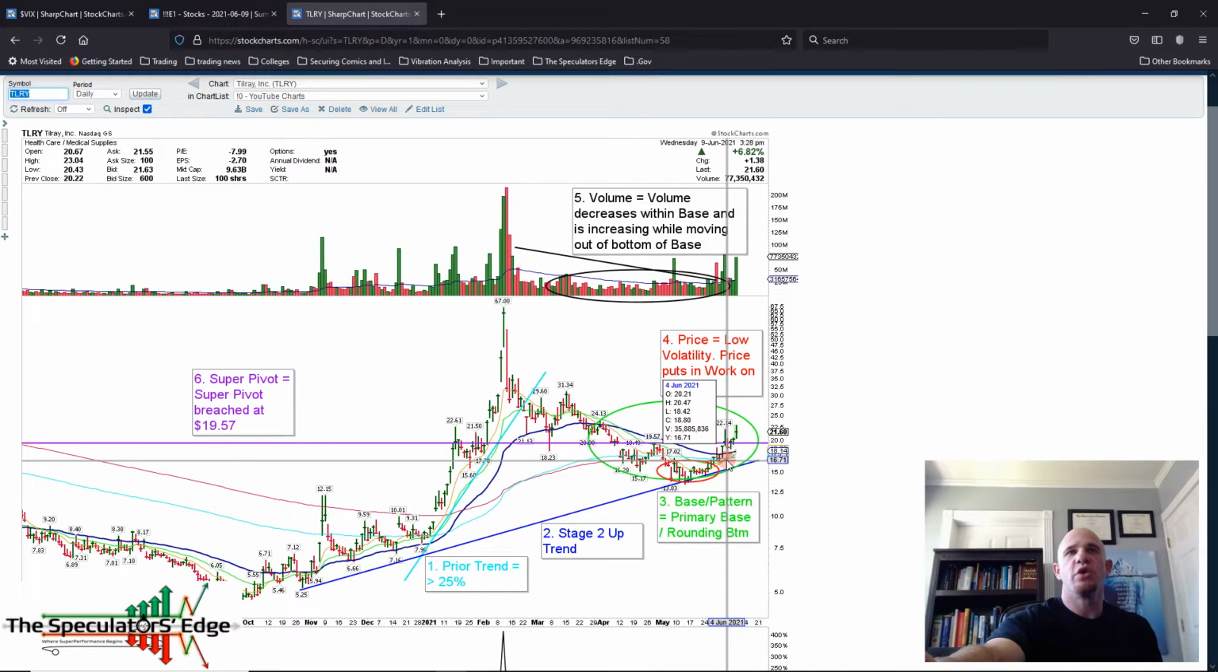If it does break down past this day right here, expect it to practically be dead in the water for a while. That means get out of the trade. Don't even hold on to it. There might be huge demand, but the price action's telling you everything within that stock.